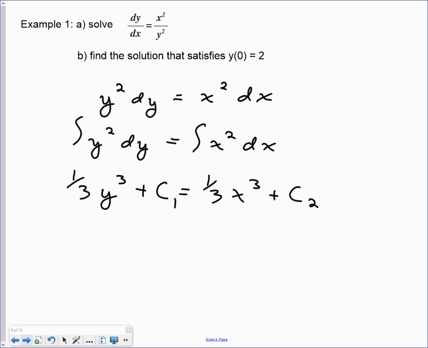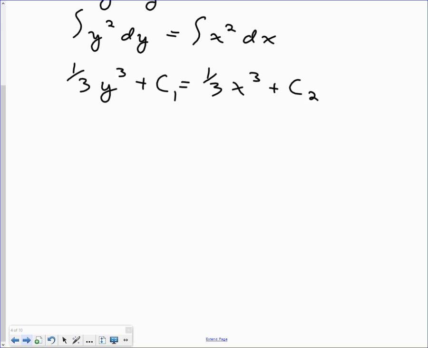Now, immediately, we can take these two constants of integration and combine them together. I can subtract C1 from this side, and on the right-hand side, I'll get C2 minus C1. But that's just going to be another constant, which we still don't know what it is, so we're just going to call it C3. Okay? Where C3 is equal to C2 minus C1.